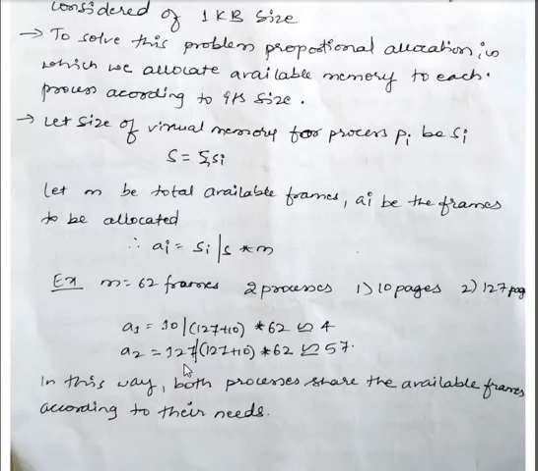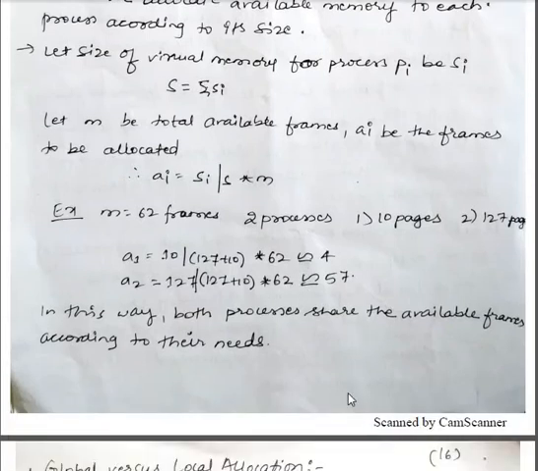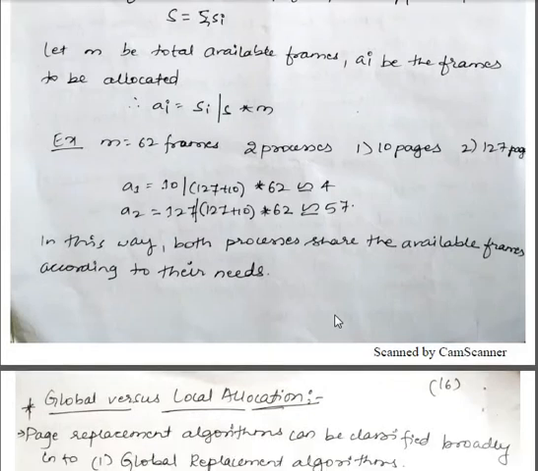The second process requires 127 pages and its SI will be 127 divided by 127 plus 10, into 62. Approximately 57. See here, proportional allocation means A1 should be allocated 4 frames and A2 should be allocated 57 frames approximately. So 62 frames are divided in this manner by giving proportionate shares. This will control the page faults and also increase the throughput here. So a minimum number of frames should be allocated.